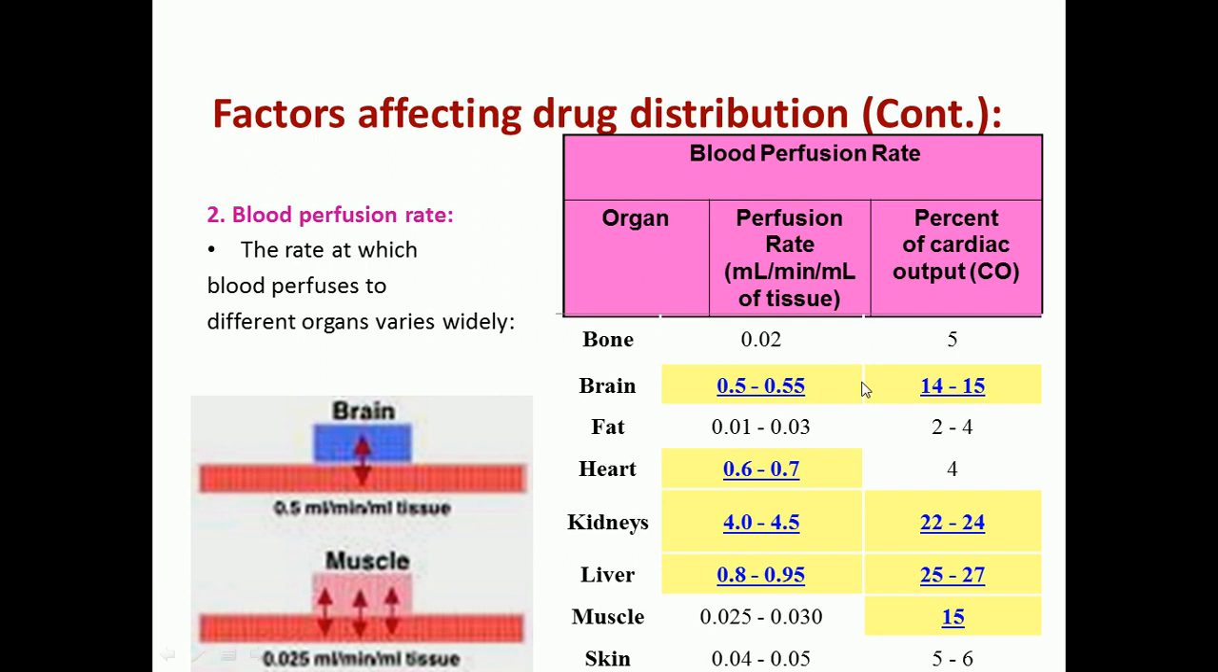For example, fat gets almost 2 to 4%, while brain gets almost 14 to 15%, bones get 5%, heart gets 4%, kidneys get 22 to 24%. If you remember the flowing water example, the river, if the river has tributaries, the greater tributary will get a greater share. Obviously, brain gets 14 to 15%, while kidneys get 22 to 24%. So a greater portion of the drug will be distributed to the kidneys.